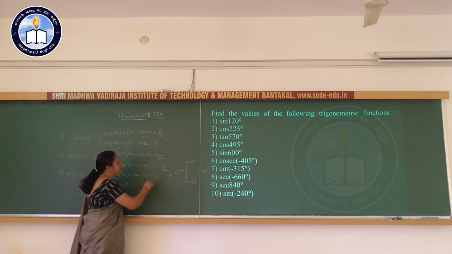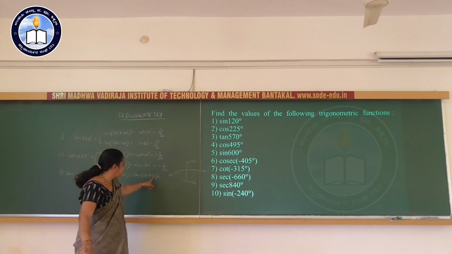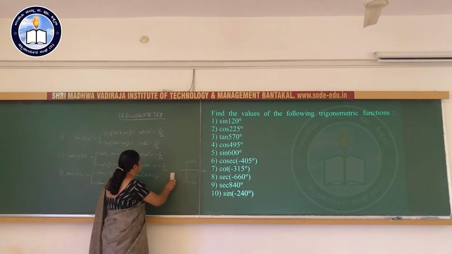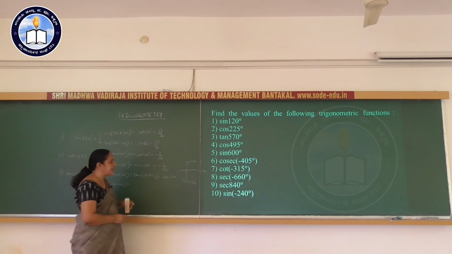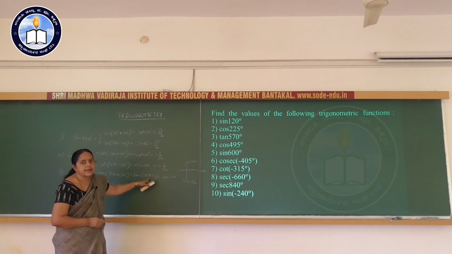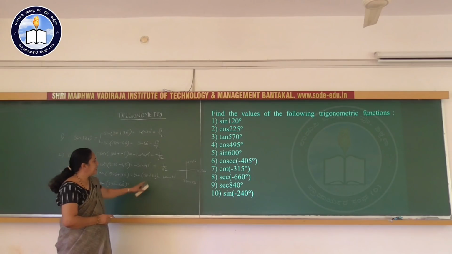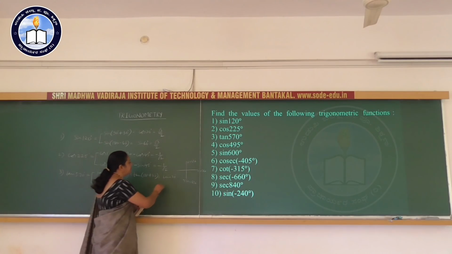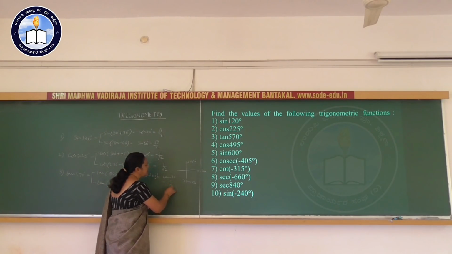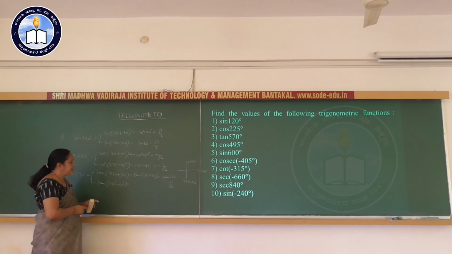Since it is 180 degrees, first write tan 30 degrees. Again, it is a third quadrant angle, and in the third quadrant, tan theta is positive. So the answer is plus 1 by root 3.